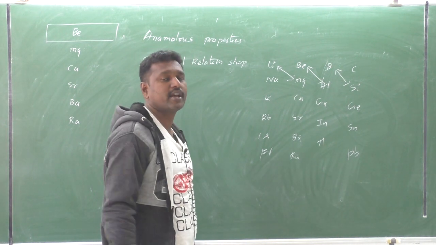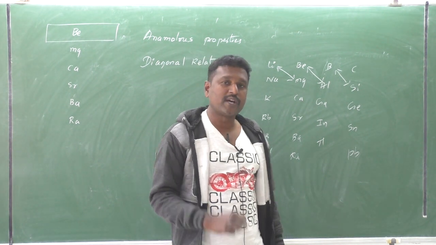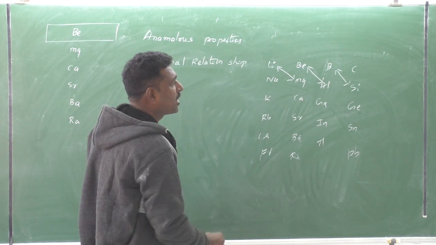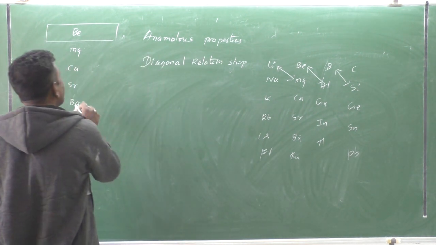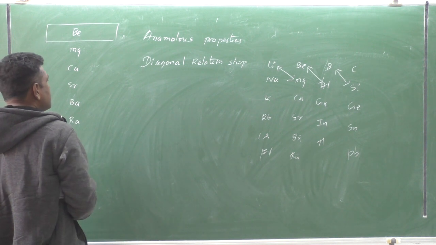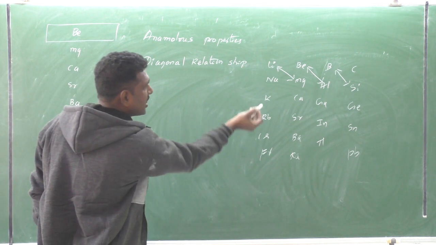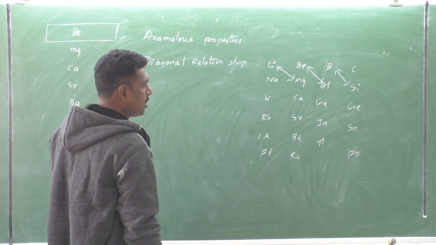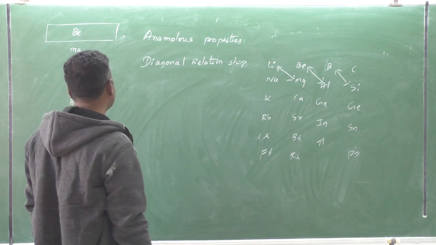That's why beryllium exhibits different properties. Now we will check what are the similarities between beryllium and aluminium. Except beryllium, the remaining magnesium, calcium, strontium, barium won't have it. It is not related with aluminium. Magnesium can exhibit diagonal relationship with lithium.